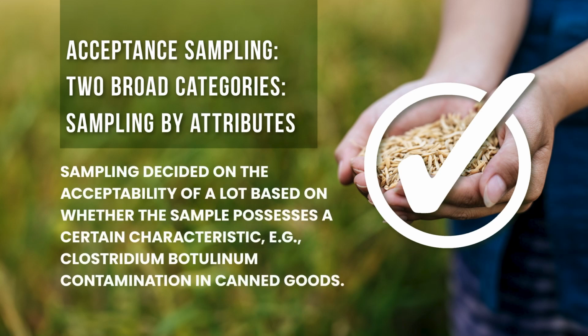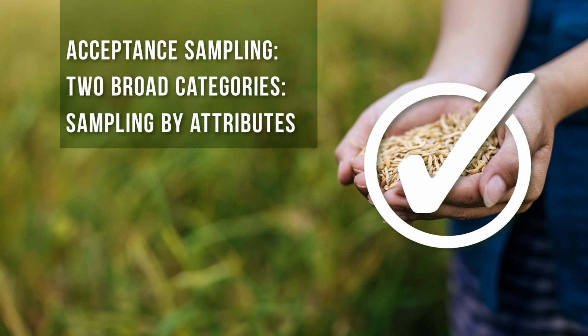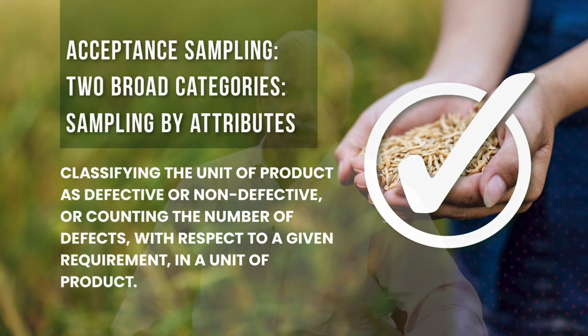Now there are two categories for accepting the sampling. First, you accept the sample by attribute. So classifying the unit of a product as defective or non-defective, counting the number of defects. Remember always that there is no food which is perfect. It is next to impossible to have any product with zero defects.